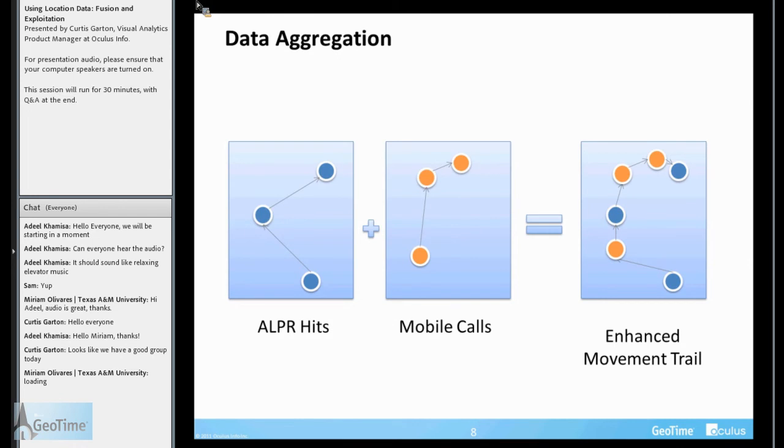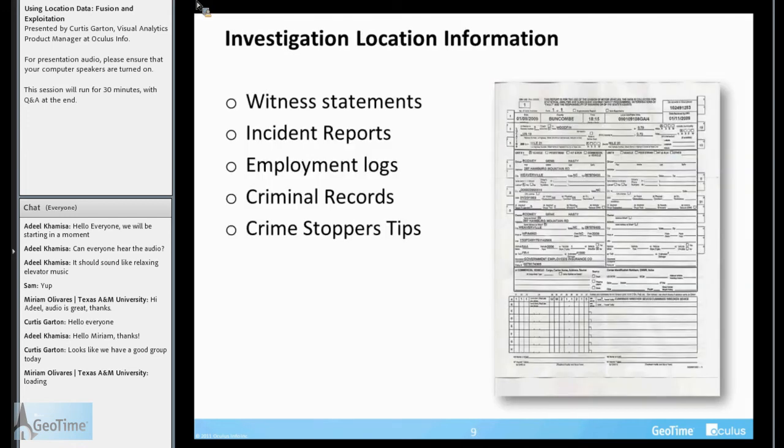And so what we're going to highlight here is just how easy it is to bring together these different location data sets in order to provide you with the most accurate movement path possible. So let's start off with investigation location information. This can be really any type of logs that have been made that show things like a witness statement at this time and this location.